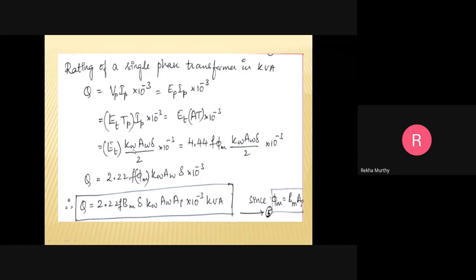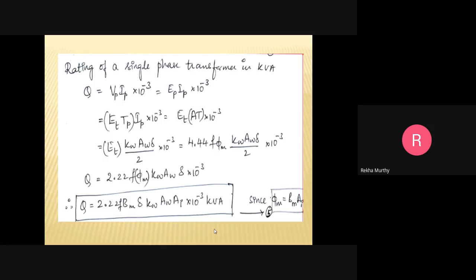And for At, refer back to your notebook. In the previous slide I have derived what is At. Equation number 4, what did you write? At is nothing but we got Kw Aw delta divided by 2. What is Et? That is equation number 1. In equation number 1, what was Et? 4.44 f into psi m. Substitute, simplify further. Till here you will stop. Then what is flux? Flux can be defined as product of flux density into area, Bm into Ai. So this completes the output equation of single phase transformer.